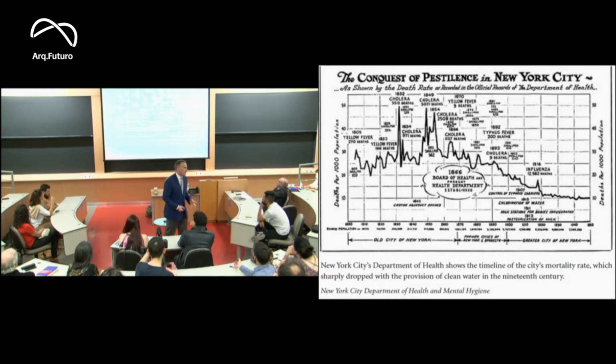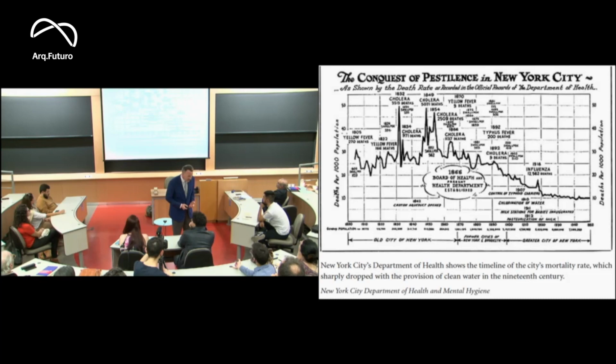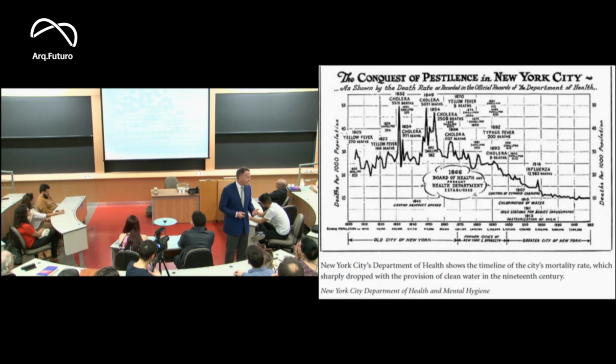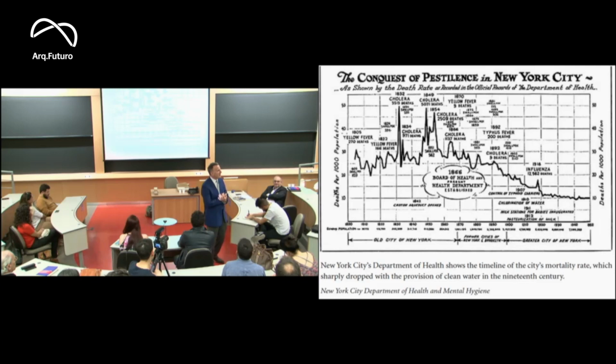Last point I want to make, and this in some sense is where some of the most important issues are. If I were giving this talk at Water Futuro instead of Arq.Futuro, I would have led with this. But the demons of density, the difficulty of actually dealing with people who live close to one another. The most important of those demons is contagious disease.